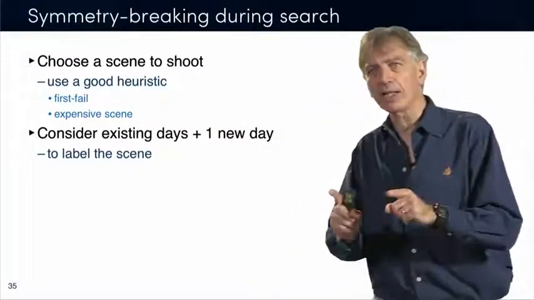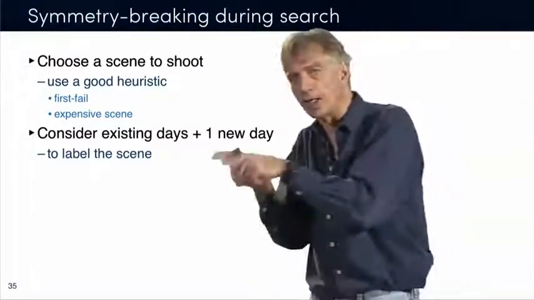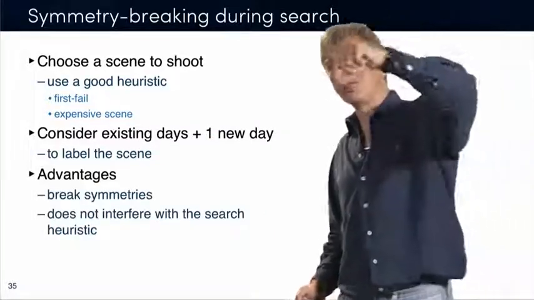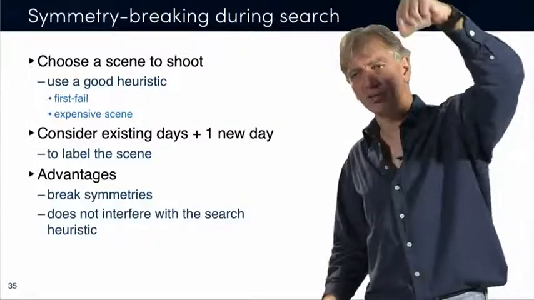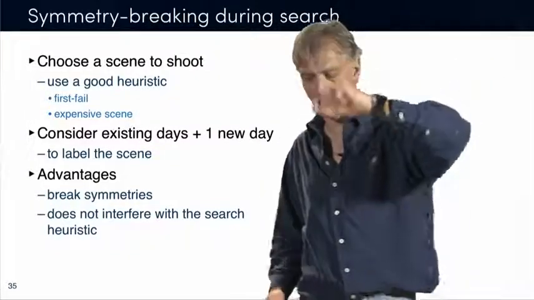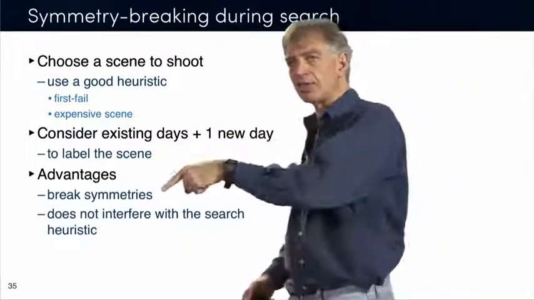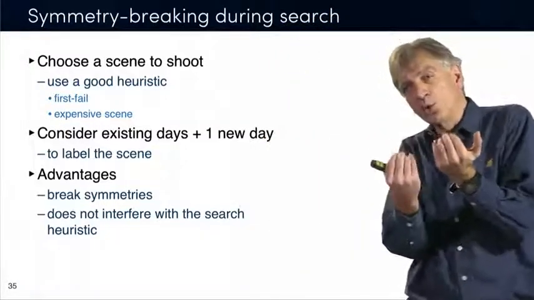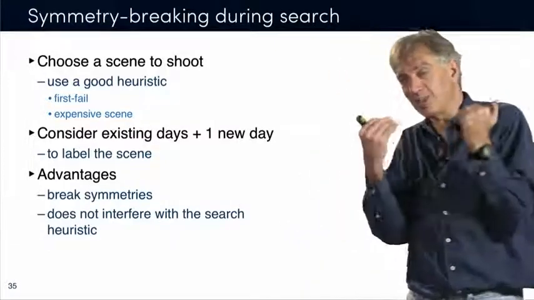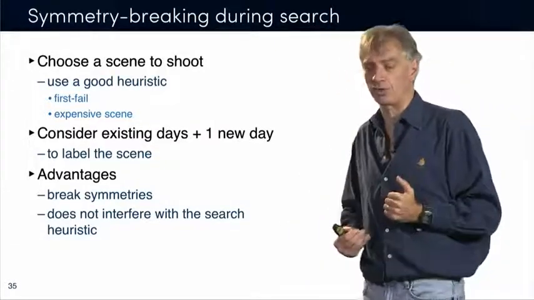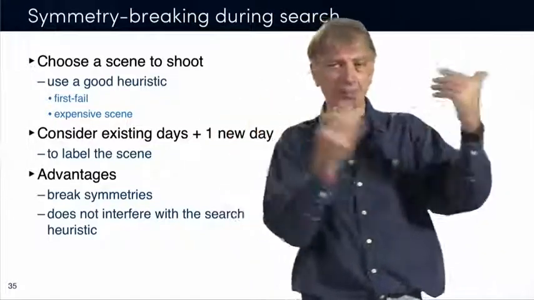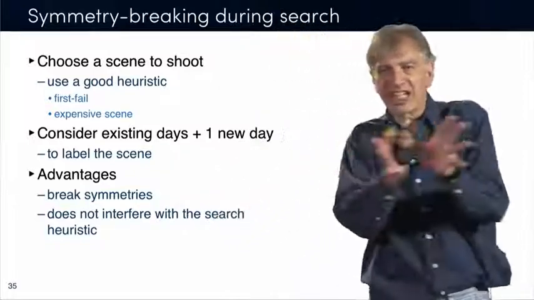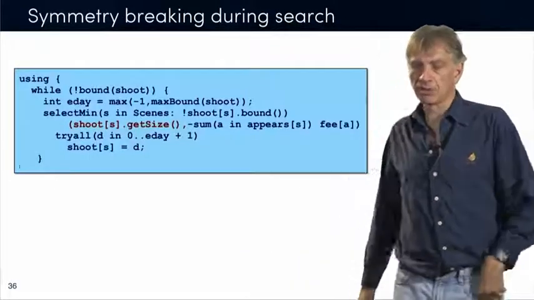But now we are not imposing these constraints inside the model, right? We are imposing them during the search. So when we label the scene, the only values that we will consider for that particular scene are the values of the days that we have used before plus 1. And the advantage here is that you essentially break the same symmetries. Sometimes you use these constraints a little bit later, but they don't interfere with the search heuristic at this point. They don't change your heuristic by putting these constraints dynamically during the search. So this is what you can do here.